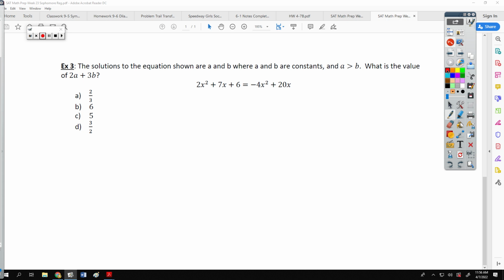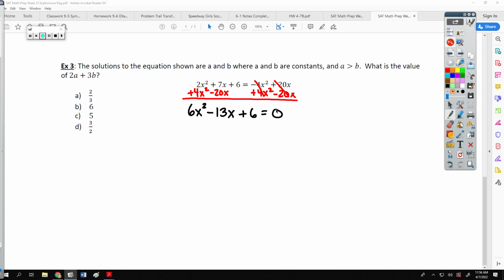Again, we see x squared in there. We should realize that this is a quadratic equation. So we need it to equal 0. We need to move everything to one side of the equation. In theory, it doesn't matter which side. However, if we keep the number in front of the x squared positive, that makes the factoring step easier. So we should be adding 4x squared to each side. And since we're trying to get it to equal 0, this means we would also be subtracting 20x from each side. So that would give us 6x squared minus 13x plus 6 equals 0.